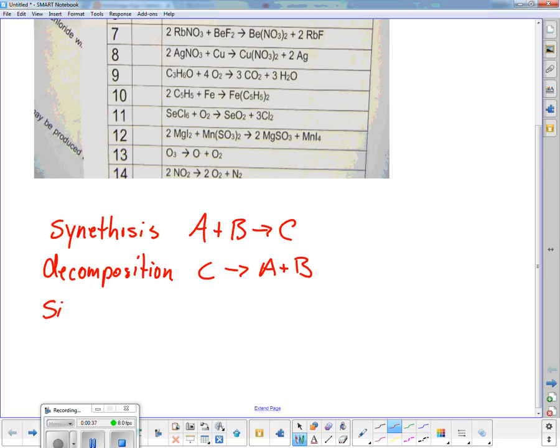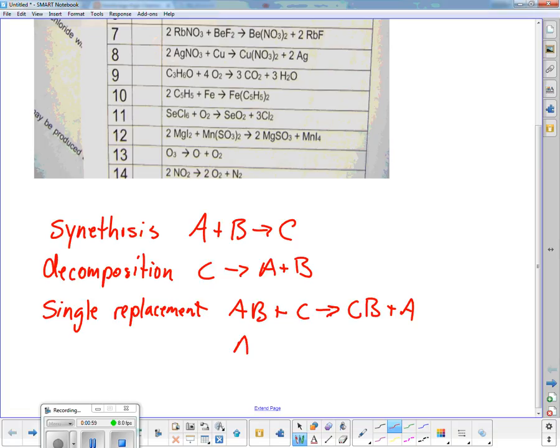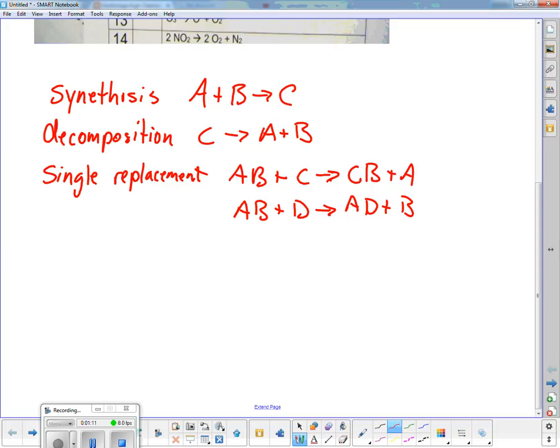We have single replacement or displacement, they go by both names, where you have AB plus C gives CB plus A, or AB plus D giving AD plus B. So either the girl can get kicked out or the guy can get kicked out. And I call the girl the negative and the guy the positive.